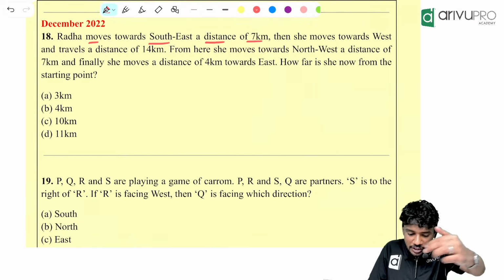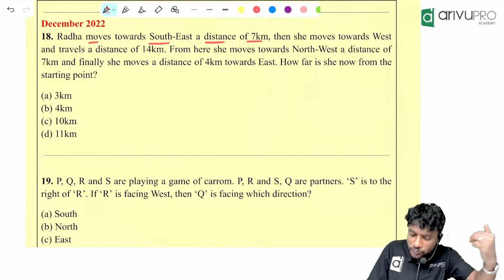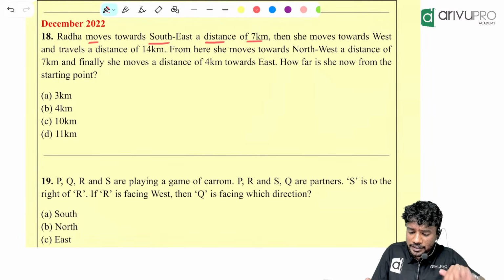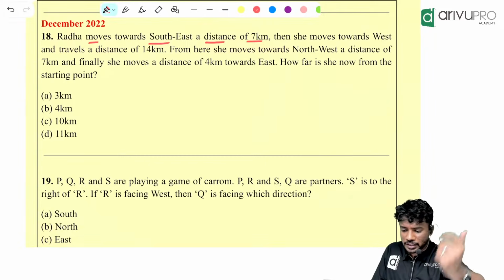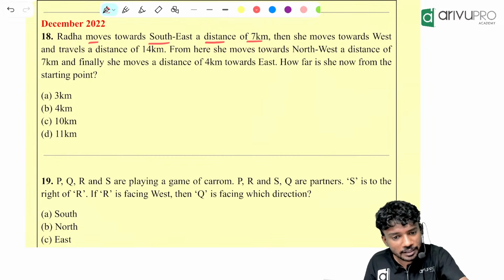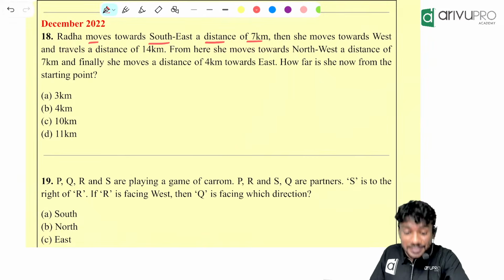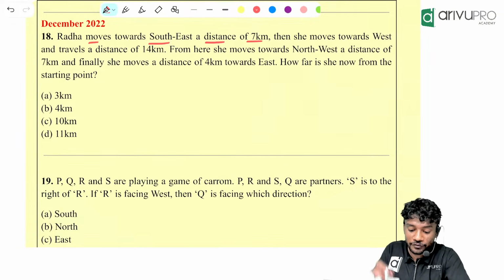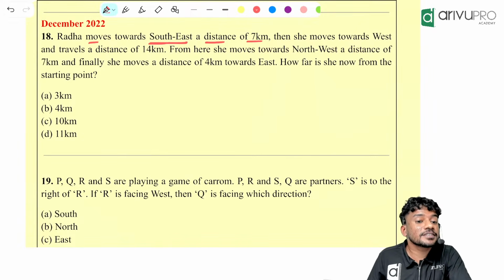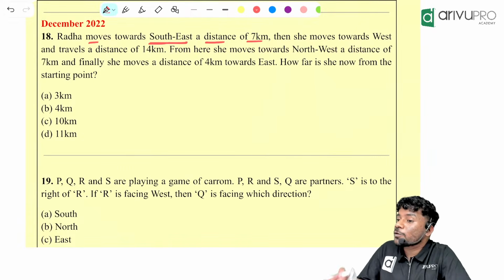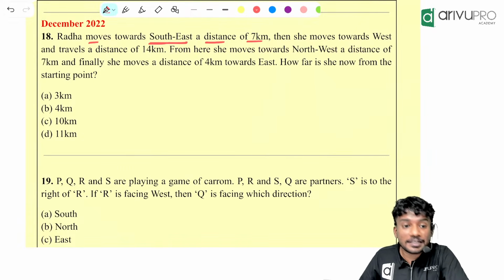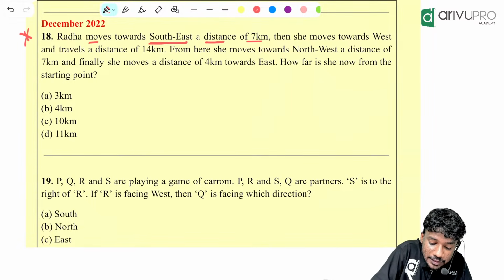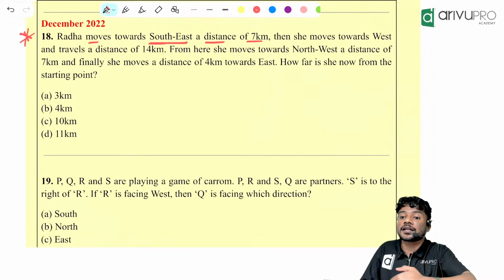Then she moves towards west and travels 14 kilometers. She moves towards northwest in a distance and finally she moves 4 kilometers towards east. How far is she from the starting point? Now, this is the question where we can't use our shortcut because, if you remember, whenever northeast or southeast is involved rather than a direct direction, very rarely this was asked. So there is a high chance that this type of question you can get in the coming attempt.